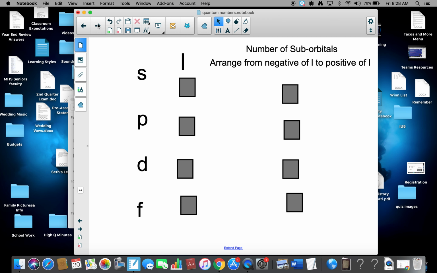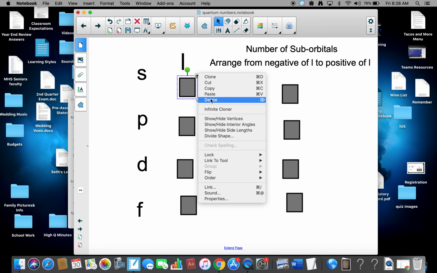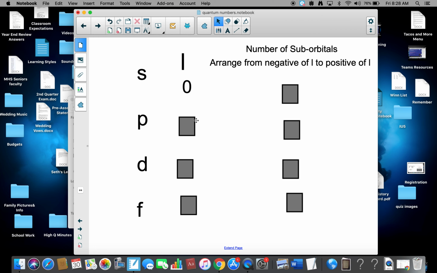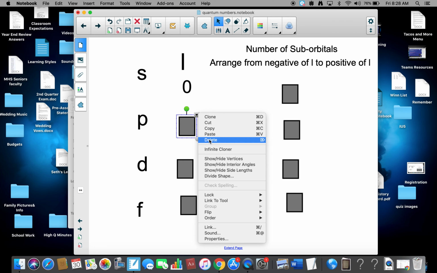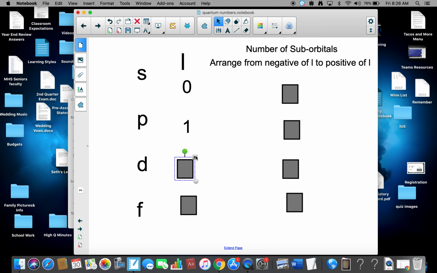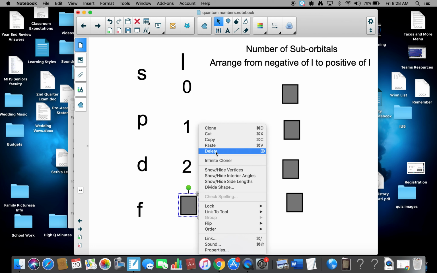Alrighty, so how do we come up with these numbers? Remember, we have S, P, D, and F. Those are my orbitals. I need numbers for those. So whenever we have an S, we're going to make S 0 for L. Whenever we have a P, we're going to make P 1. Whenever we have a D, we're going to make D 2. And whenever we have an F, F is going to be 3.